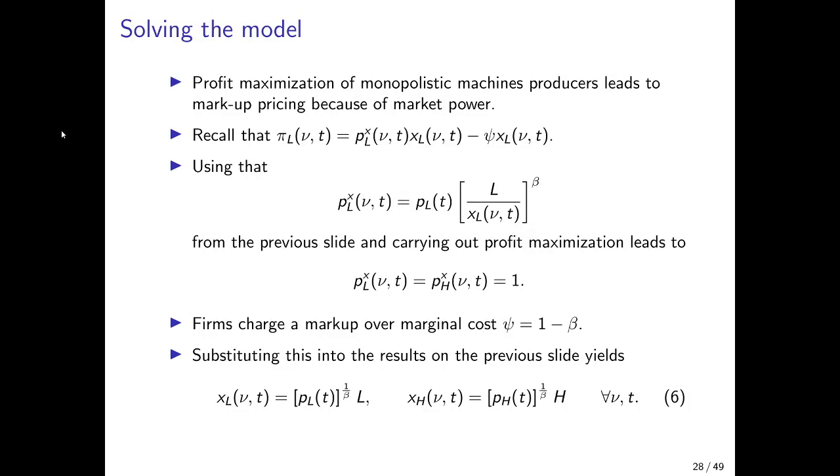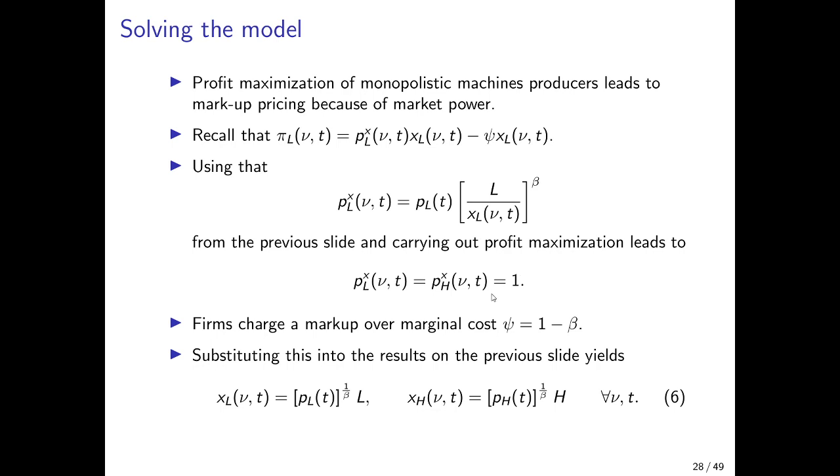Now, using the results that we just had, we can also solve the profit maximization problem of the monopolistic machine producers, which leads to markup pricing because of market power, basically. So now the profits of the machine producers would be PL of nu T for the producers of machines used by low-skilled workers, and it would be pi HT for the other firms. So that's analogous to what we have here. That's equal to the price that I can charge for my machine multiplied by the amount of machines I produce as before, and I have to subtract the costs of production, which is the marginal input requirement of capital multiplied by the number of machines I produce.